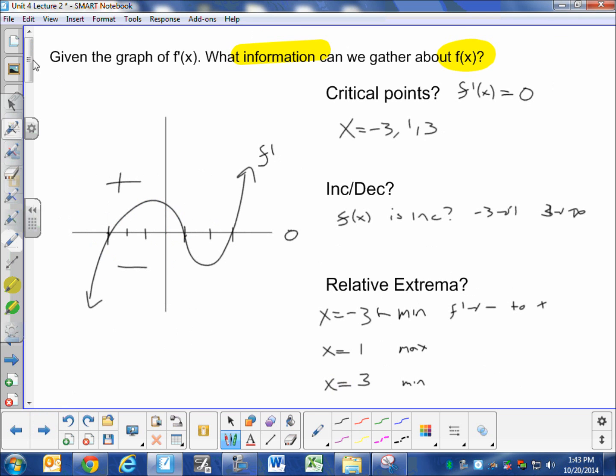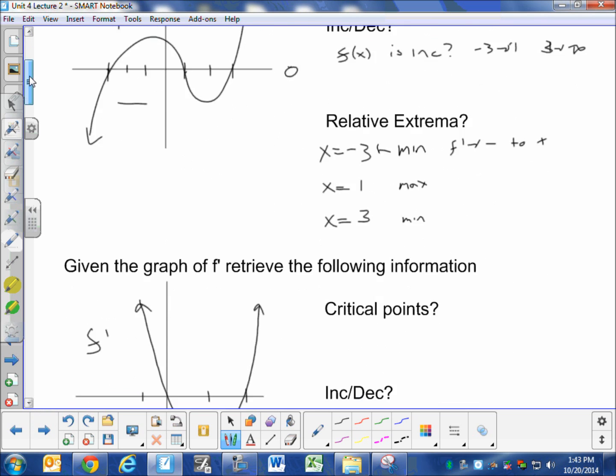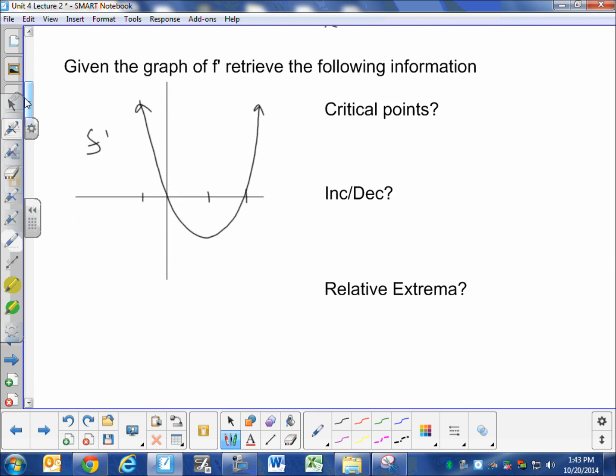Cool. Now let's go back to these graphs of f prime. Let's make sure we understand this. Given the graph of f prime, retrieve the following information of f: the critical points. So this is f prime. These values on this graph are telling me the slopes of f at specific locations. I want to figure out the critical points, when f prime is equal to 0. F prime is equal to 0 here and here. The function value of f prime at these locations are 0. So 0 and 2.